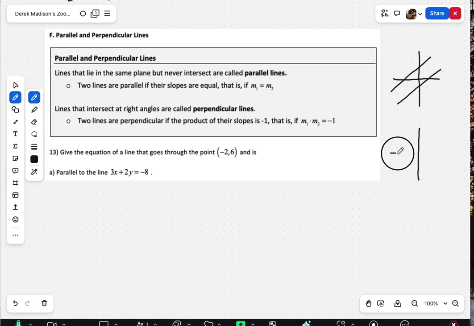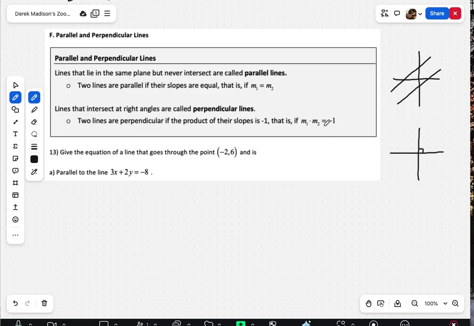Perpendicular is actually just like the coordinate axes, so they intersect at a 90-degree angle. That's our definition of perpendicular. And what that means in terms of the slopes is that if you multiply the 2 slopes together, they should make -1. Well, that's a perfectly fine definition.